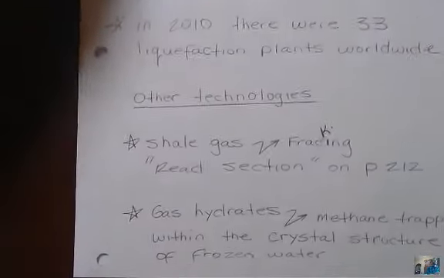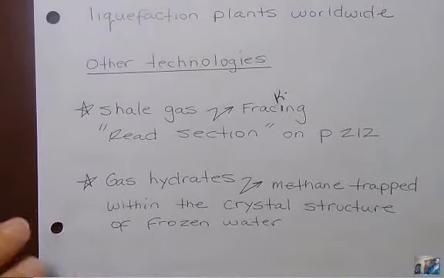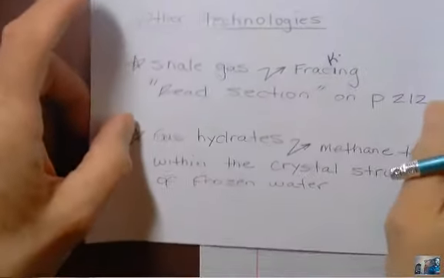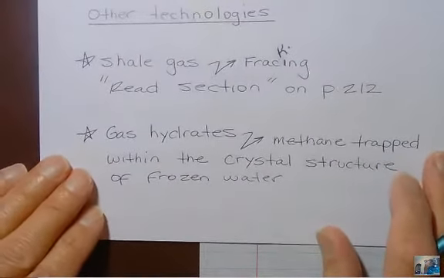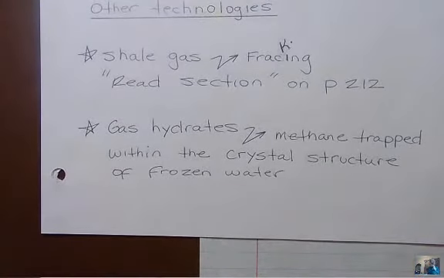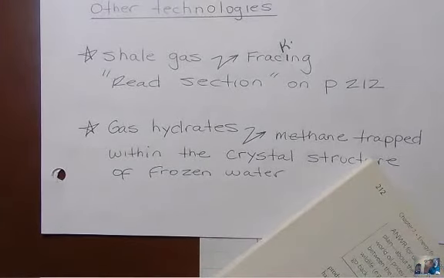Okay. Couple of other technologies that we want to talk about before we move on. So these would be considered sort of modern places where you would find fossil fuels. So the first place is called shale gas. So this comes from fracking. Okay, so if you read in the old book, and I'll show you the particular diagrams that go with it, on page 212 of your book.